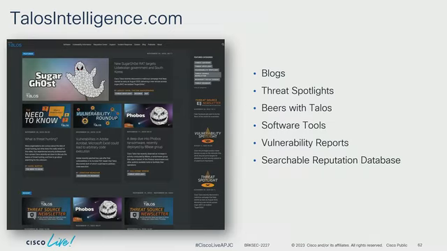If you hadn't heard of Talos before, this is our intelligence group. This is the team that not only collects information from our products, but also pushes signatures and updates back down to our products. They also write really good blogs. They do threat spotlights. All sorts of really good stuff. So do take a look at talosintelligence.com, and up at the top you'll see all sorts of information there.